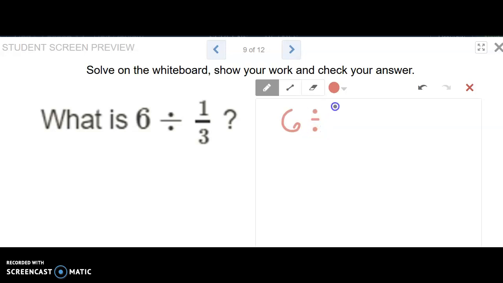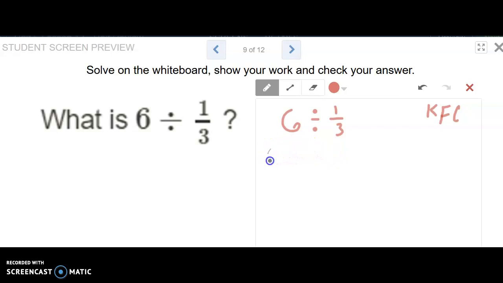6 divided by 1/3. Okay, right away, I see that I have a division problem that involves a fraction. And so I right away am thinking KFC. Now, the dividend is a whole number, and so we can use that shortcut for it, but I will do it both ways. So up here, I'm just going to put KFC, and we'll go from there. So now, I'm going to go through the steps, and then I'll go through the shortcut way.